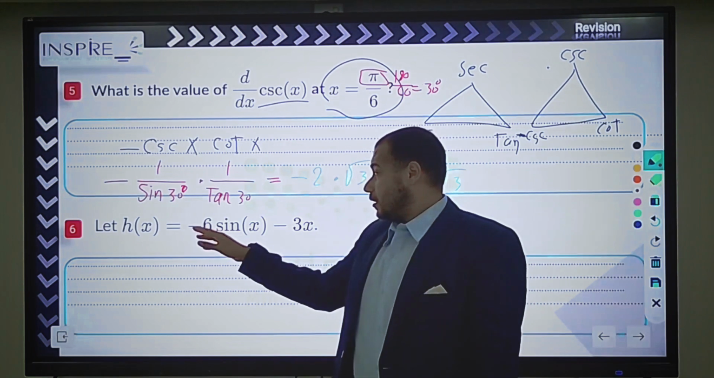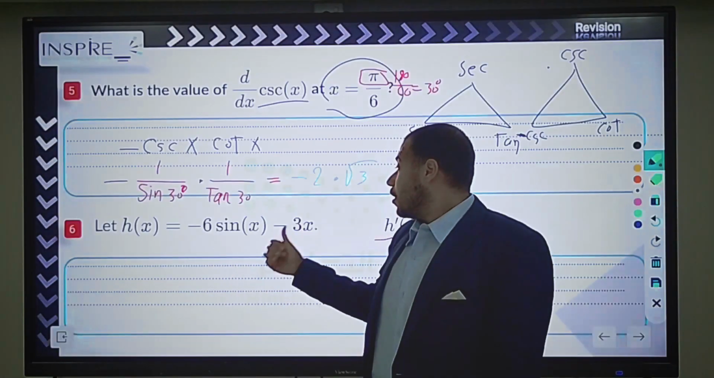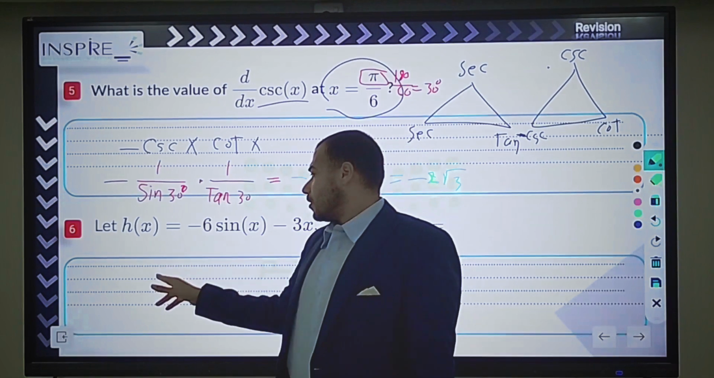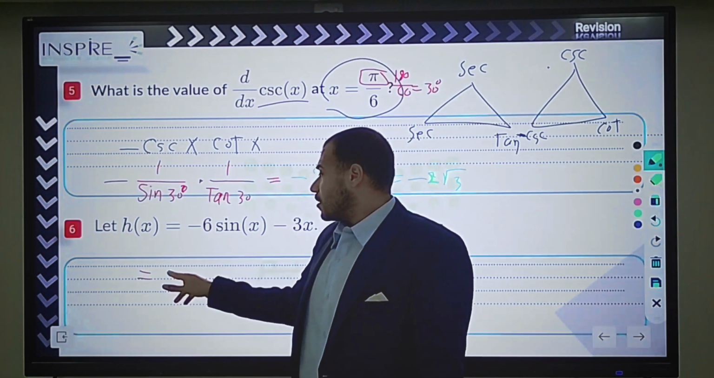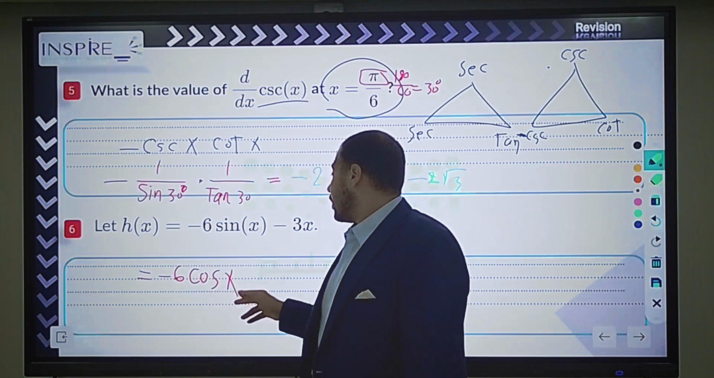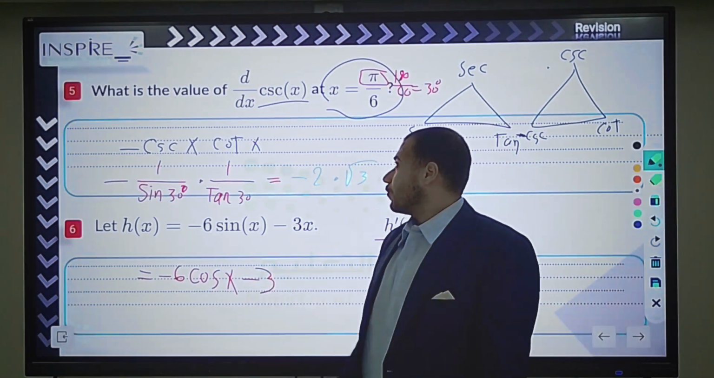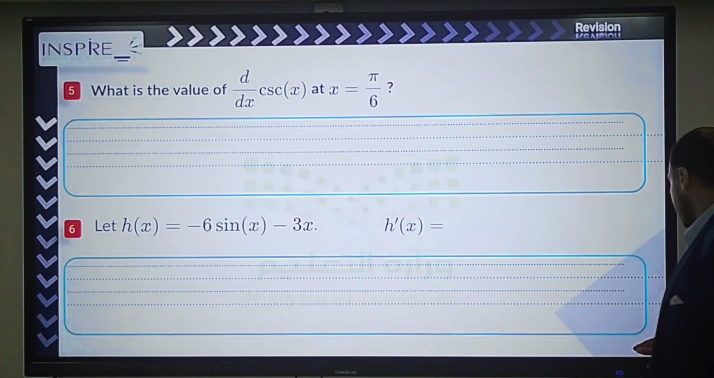We need to get h dash of x, which means the derivative of negative 6 sine x minus 3x. Actually, it's very easy, so you can do it like this. The derivative of sine is cosine, so it will be negative 6 cosine x, and the derivative of negative 3x will be negative 3. Okay, let's move on.